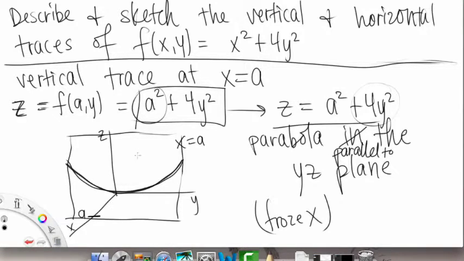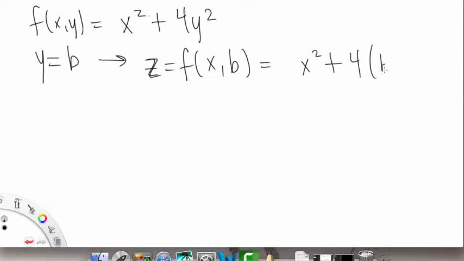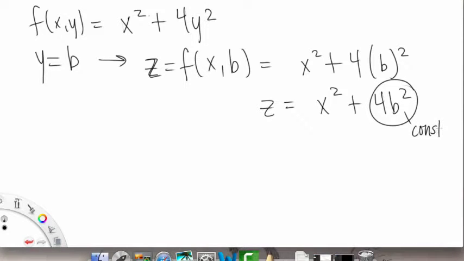Now let's freeze our y variable. Again, here's our function, f of x, y is equal to x squared plus 4y squared. Now we're going to freeze y at b. If we do that, we get f of x comma b, which is our height, our z coordinate, equal to x squared plus 4 times b squared, if we plug in a b for our y. So z equals x squared plus 4b squared. This part here is just a constant, because b is a constant.